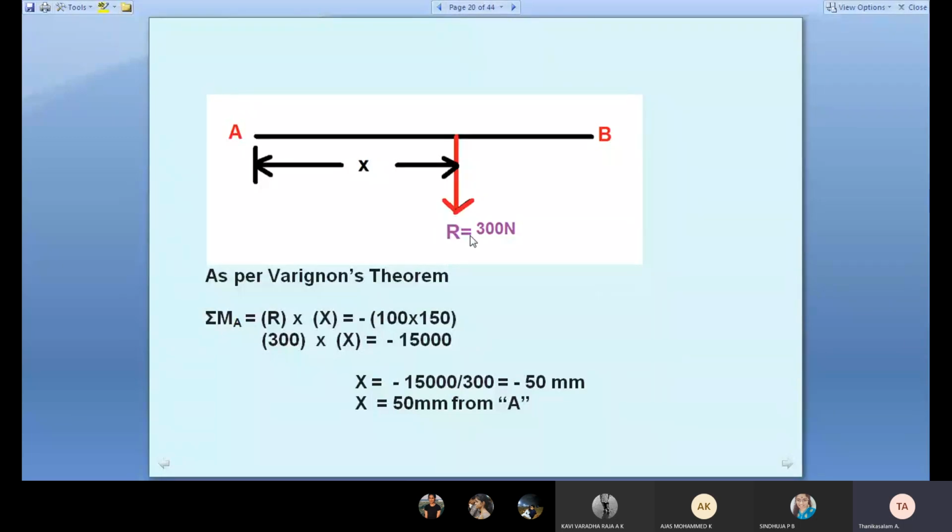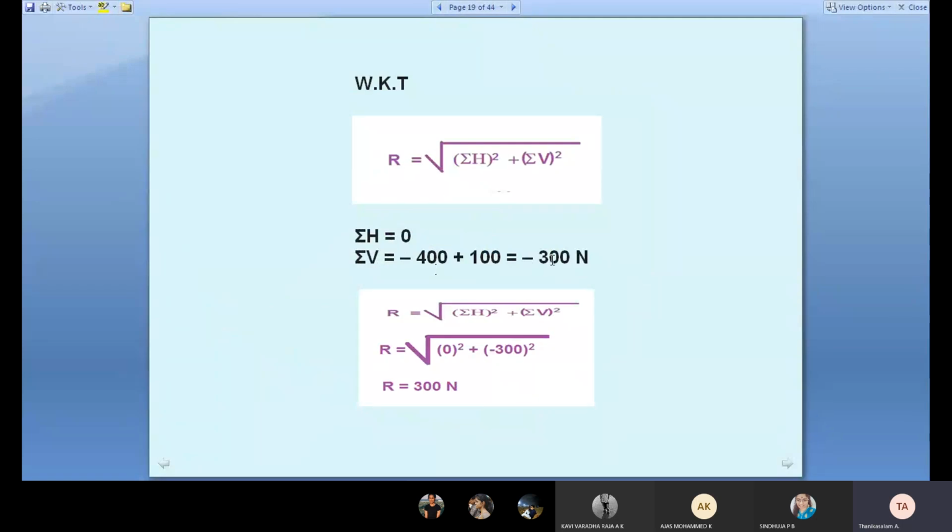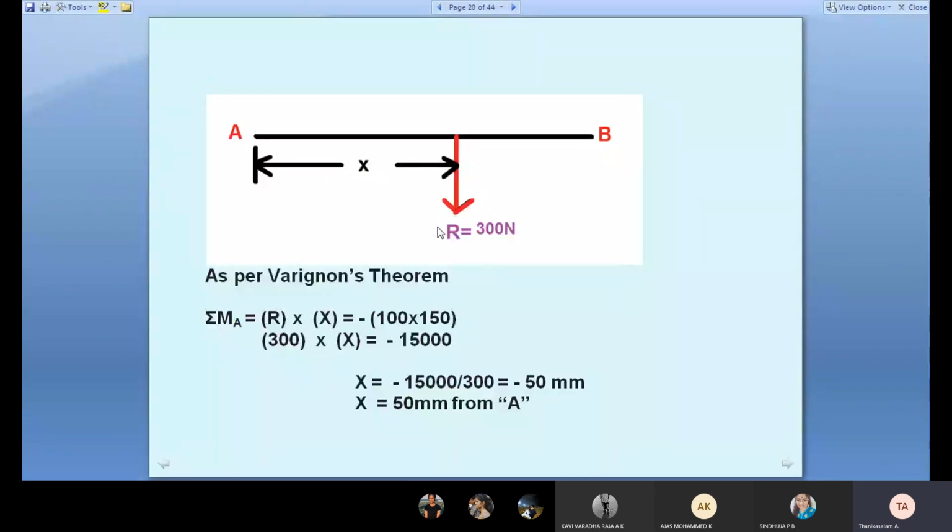So, taking AB, I located from A some distance x. So R is 300 Newton, vertical downward. Why vertical downward? Because x is 0, y is minus 300. How do you draw the graph? X is 0, so y equal to minus 300, like that. So vertical downward, no? So I remark.